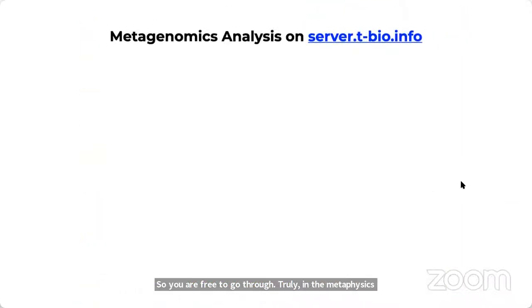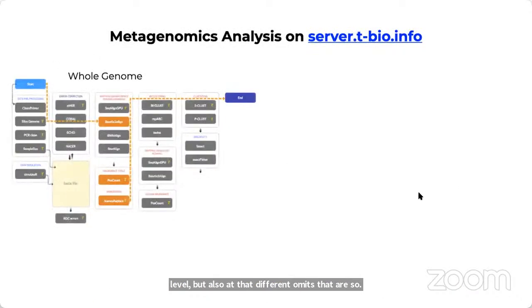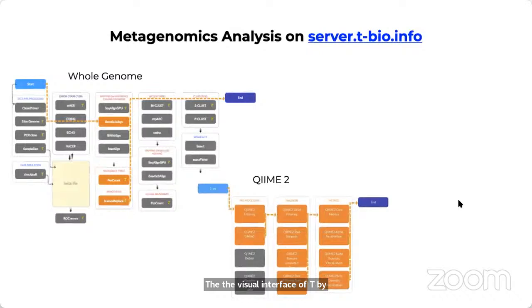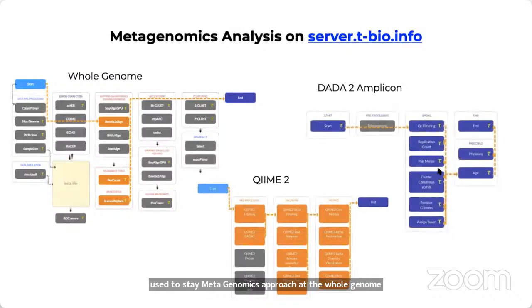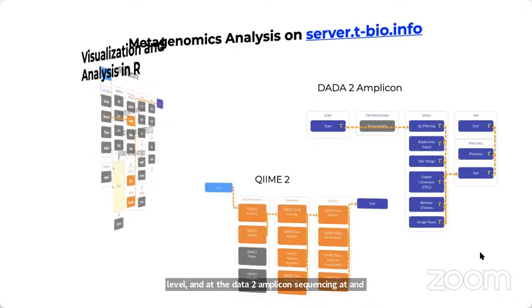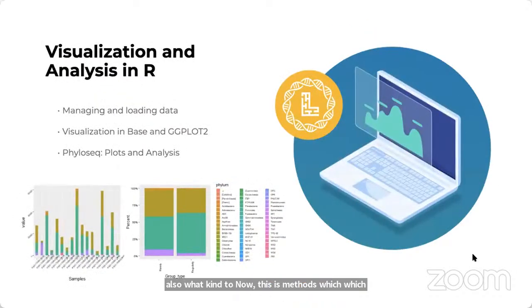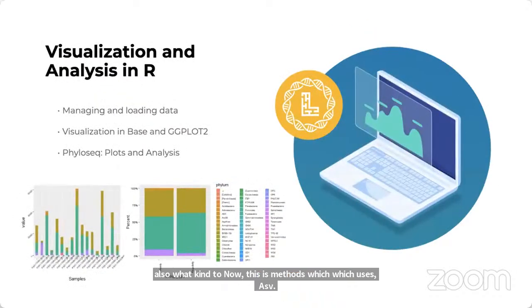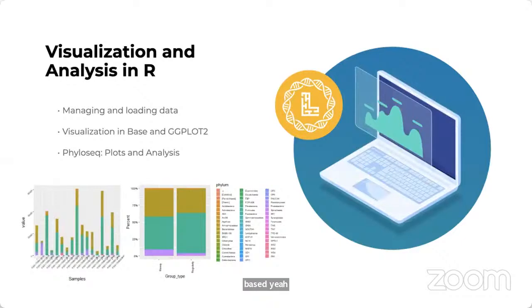So the visual interface of the tBioInfo platform can be used to study metagenomics approaches at the whole genome level, at the amplicon sequencing data level, and also with analysis methods which use ASV-based bacterial taxonomic identification in comparison to OTU-based identification, right?